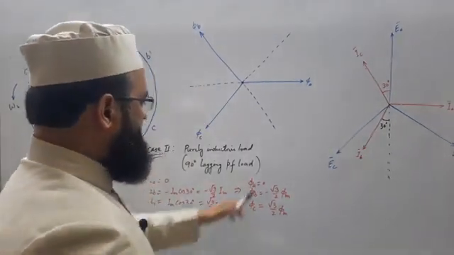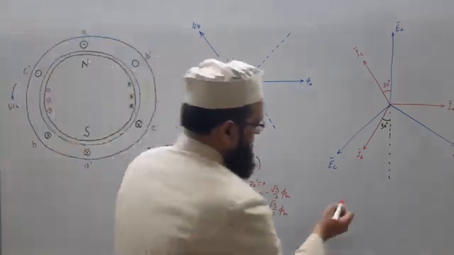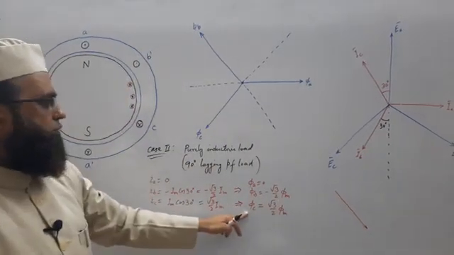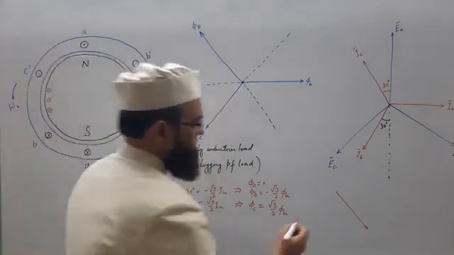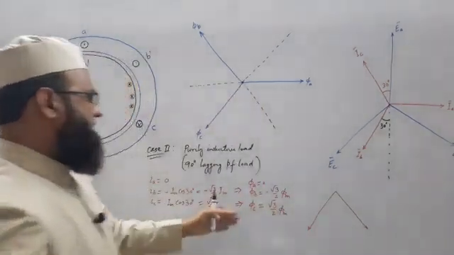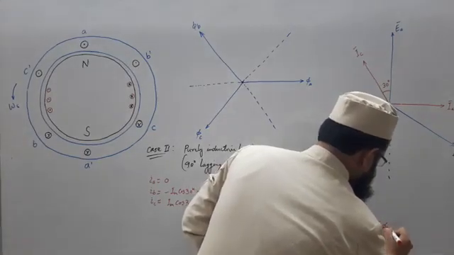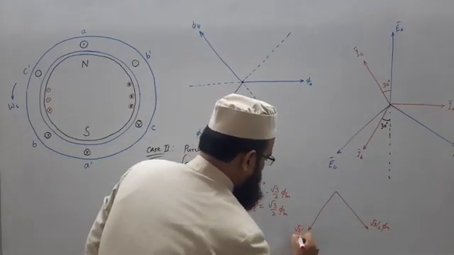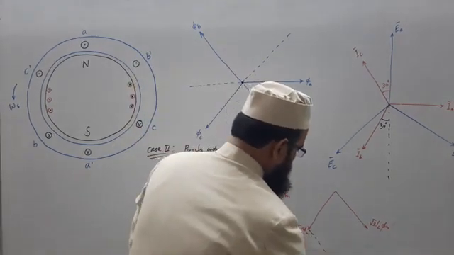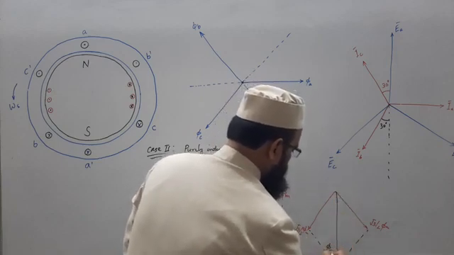For phi A, no need to write. For phi B, this is negative, so towards this, just along this parallel line. And what about phi C? Positive, phi C positive is this, so along this. What are the magnitudes? Same, root 3 by 2 phi m. Here also root 3 by 2 phi m. So the resultant you may get here. Whatever the resultant will be, that will be phi AR.